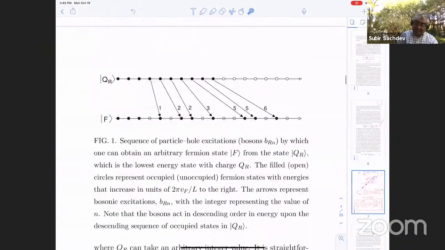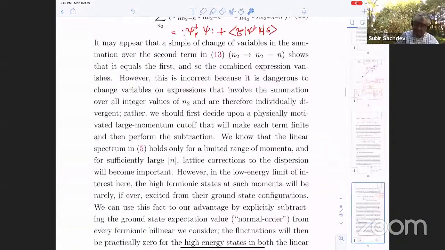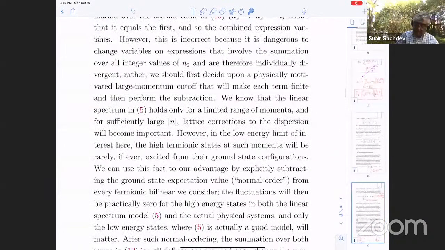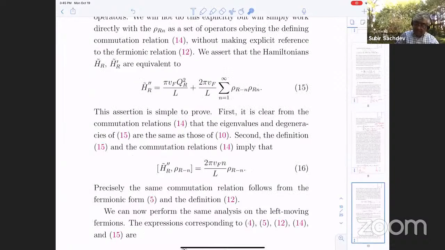This is on, and I rewrite it in terms of the bosons. So there's no n here because of the square root of n that got taken out, to get the energy of a state with a density rho. And that commutator gives me exactly 2 pi VF n over L, which was exactly the energy required to move a fermion up n steps. Okay, so it all hangs together.